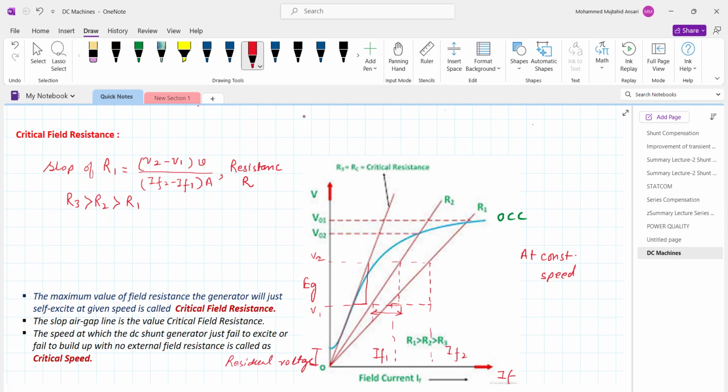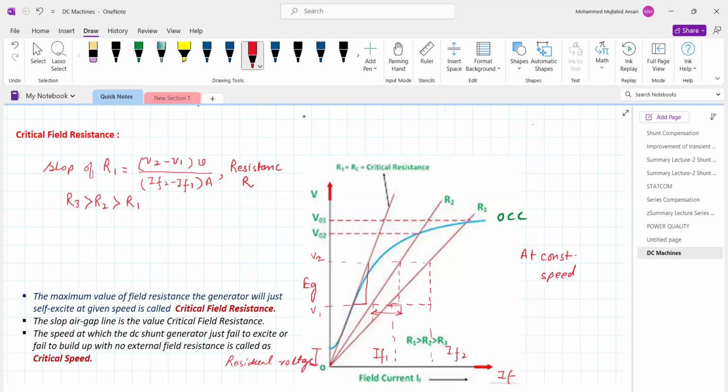Whereas if you remove the MMF, if you remove the current in the magnetic circuit, some of the magnetic flux will remain present even if the supply goes to zero, wasn't it? So if the field winding resistance is more than the slope of this line, the generator is going to fail to generate the voltage. The critical field resistance is defined as the maximum value of field resistance at which the generator will just self-excite at a given speed.